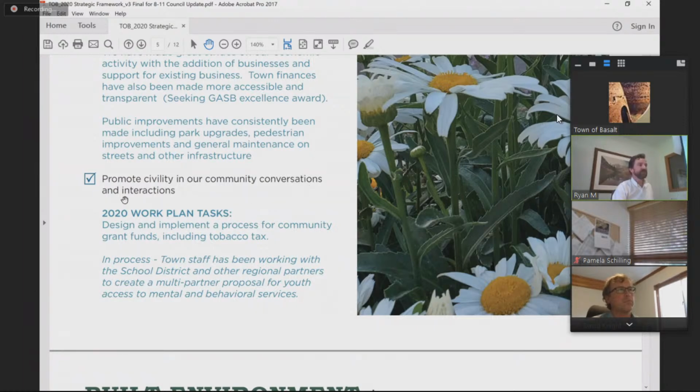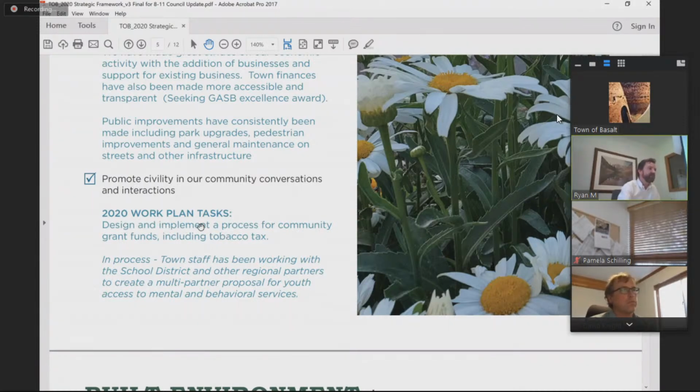Promoting civility in our community conversations and interactions, I think we've come a long way there as well, so that got a check mark. But I think a couple examples I was thinking of today on that. We're just getting through the process for development of the river park, and that really, to me, was an indicator, and I think to the community as well, that we're able to move through these tougher community conversations and do so in a respectful and productive way.